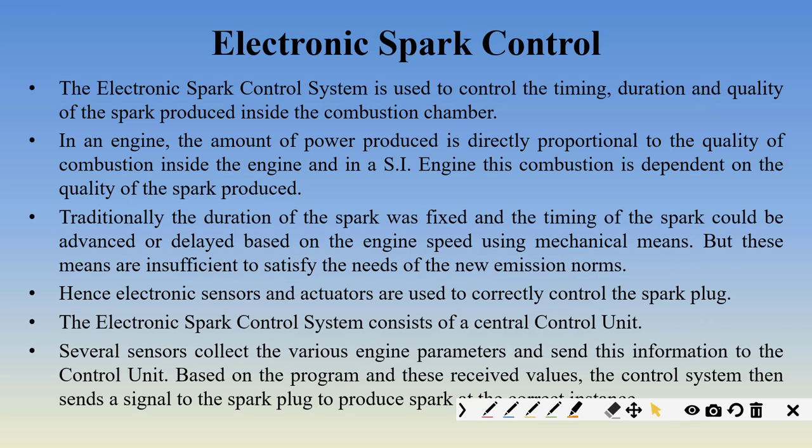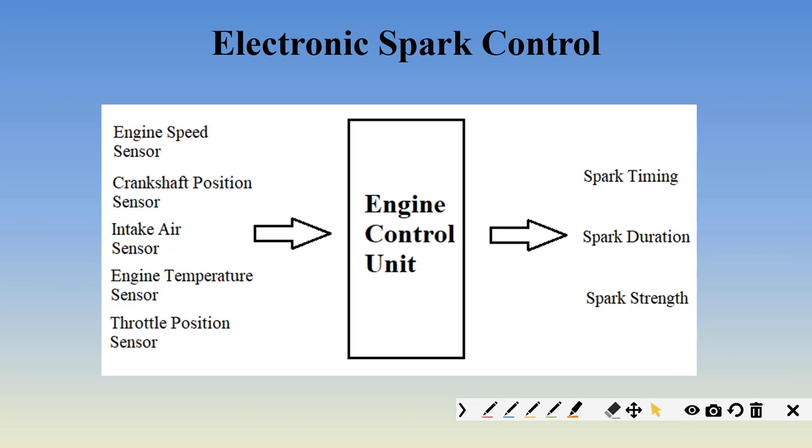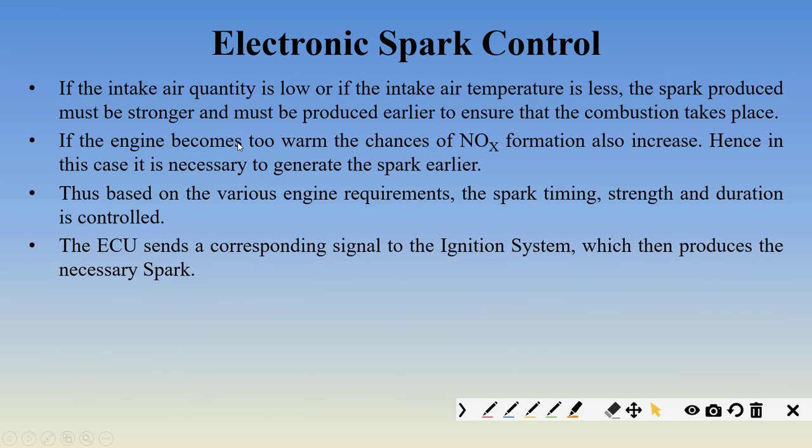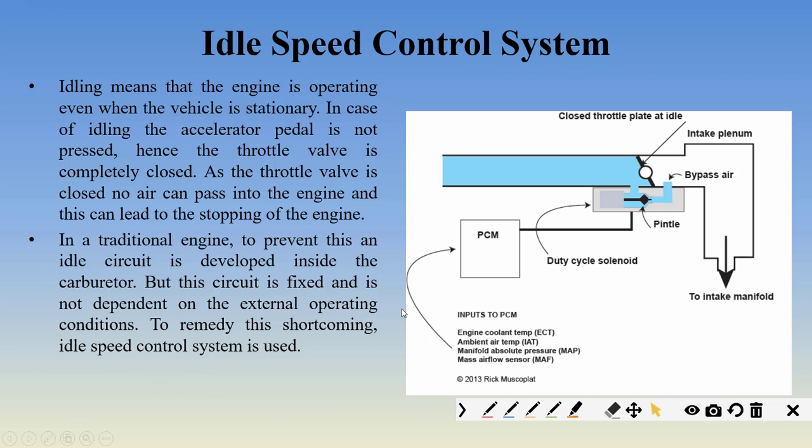So basically, if you are ever told to write a short note on electronic spark control system, you have to explain what are the different sensors that are necessary. You have to explain what it is exactly controlling, and you have to explain why it is necessary to control the things that it is controlling. Okay, so this is all written over here. After this, the next system that we will be seeing will be the idle speed control system.